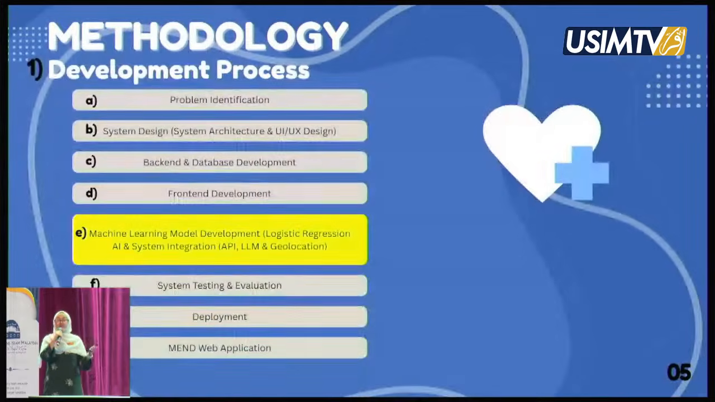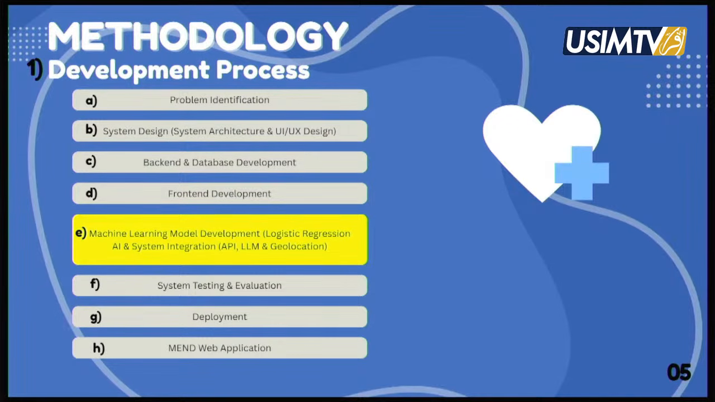Now, how do we build MAN? Well, our development followed a clear process. First, we identified the problem and designed the system. Second, we developed our database and our website application. Third, we developed our machine learning model. Then we integrated the multiple technologies, including the APIs, the geolocation, and also our AI assistant. And finally, we deployed and tested the system. But the most important part is how our machine learning prediction system works.